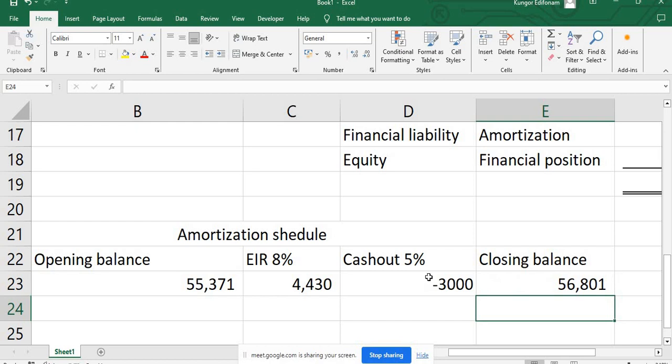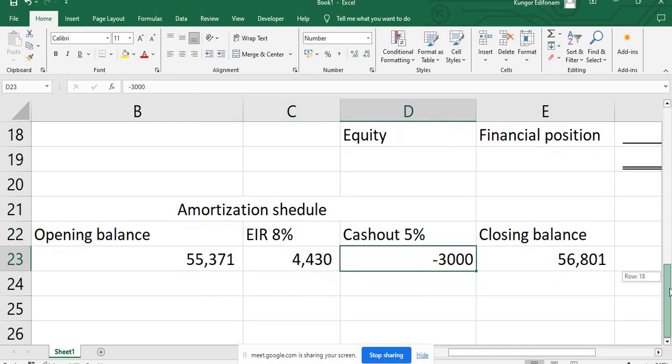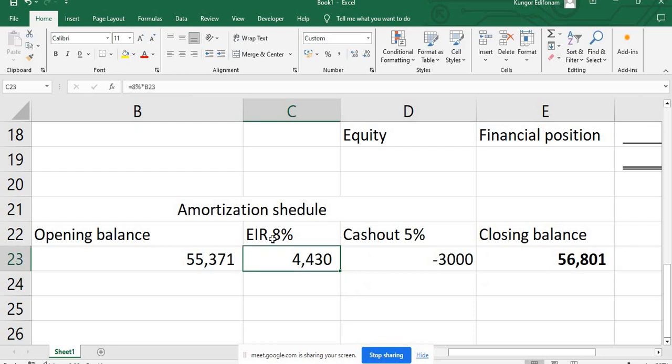All right, so now let's explain this. We've amortized the loan for 1 year because it started from 2020 and we are reporting at 2021. So it's just 1 year. This will be our loan interest of 4,430, and this will be the cash payment of 3,000. And this amount will be our closing balance, which will go to the statement of financial position. And this amount will go to profit or loss.